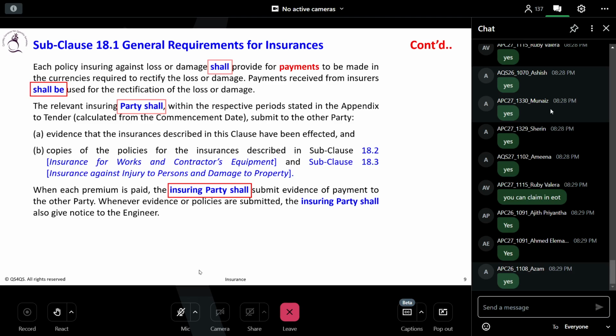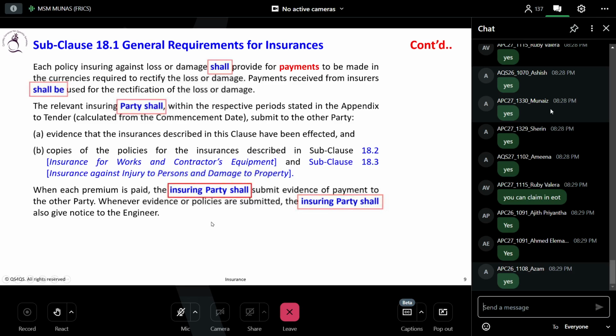18.1. Okay, at the last of the paragraph, it says about the employer claim and the contractor claim. Therefore, that provision is given. But in subclause 17, it is not there. Okay, so it is claimable.